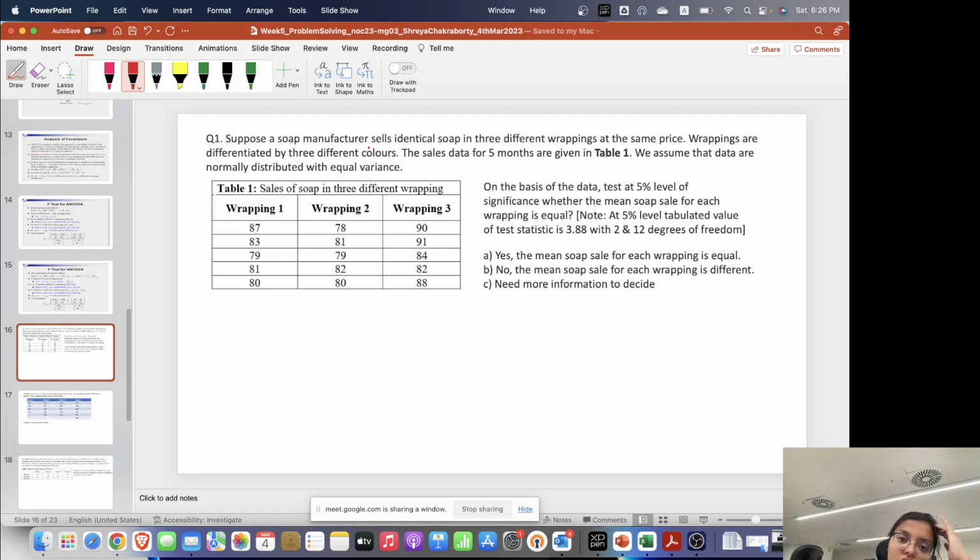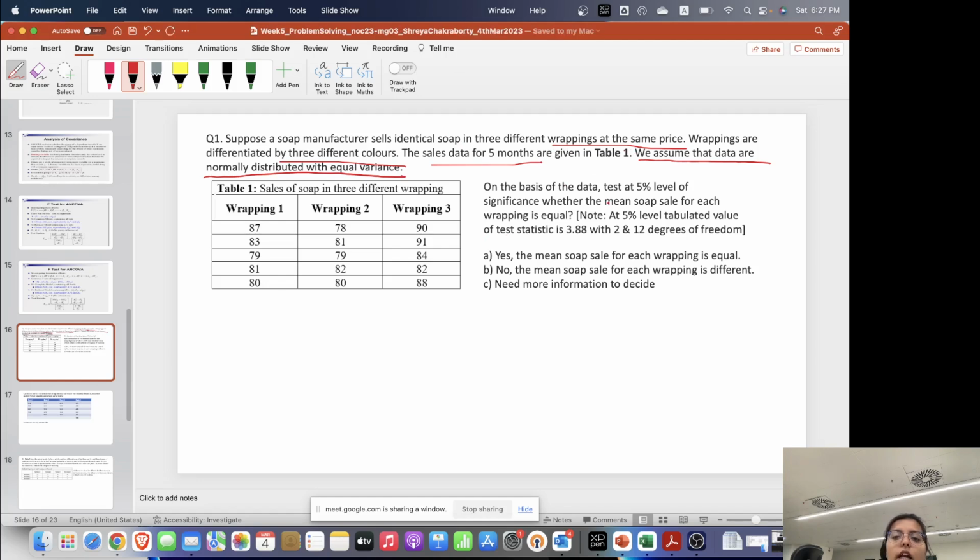A soap manufacturer sells identical soap in 3 different wrappings at the same price. Wrappings are differentiated by 3 different colors. The sales data for 5 months are given in table 1. This is exactly like the example that I gave you. We assume that data are normally distributed with equal variance. So, this is one assumption that whenever you are going to do the analysis in the real world, you should check if the assumptions hold. Here we are assuming that the assumptions hold and we are proceeding with the problem.